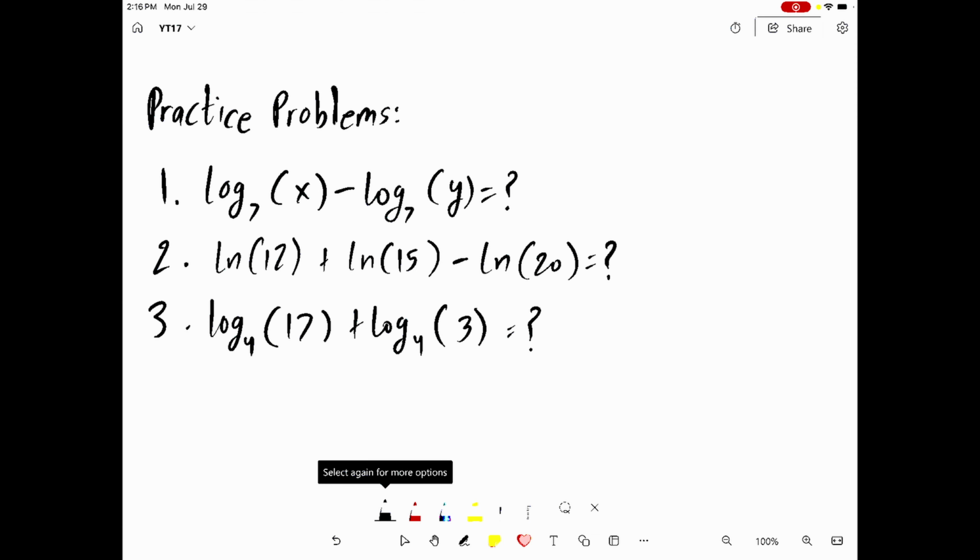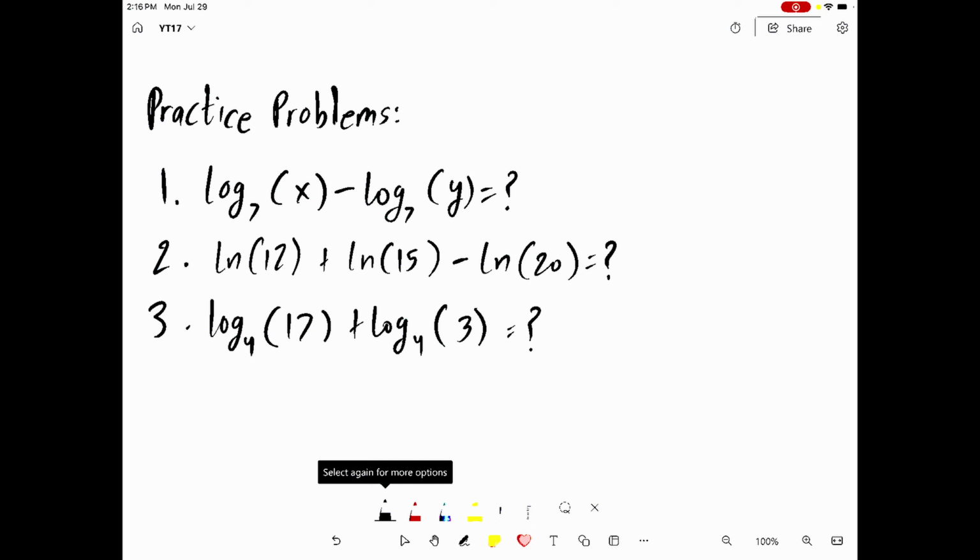Of course, none of my videos is complete without me assigning you a couple practice problems. The first practice problem for today is logarithm base 7 of x minus logarithm base 7 of y, and we want to know what this is equal to. Number 2, natural logarithm of 12 plus natural logarithm of 15 minus natural logarithm of 20. We want to know what this is equal to. And our third example is logarithm base 4 of 17 plus logarithm base 4 of 3 is what?